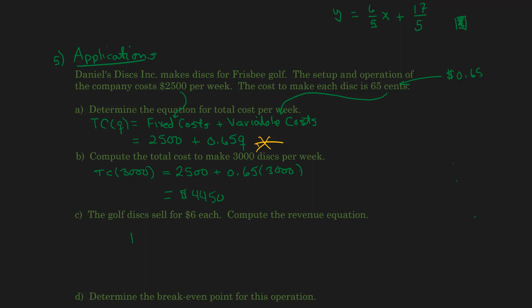Part C says, okay, compute the revenue. Well, the revenue is dependent on the number of units we sell. And remember that revenue is the selling price times the number sold. Well, in this case, our selling price is $6, and it's going to be times the number sold, which is the 3,000 of them. This is going to give us a revenue of $18,000.